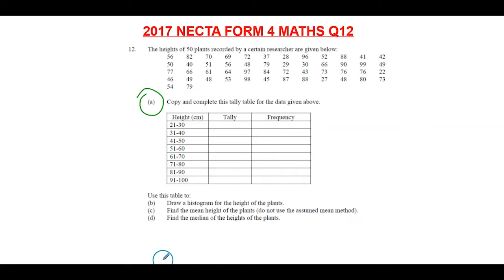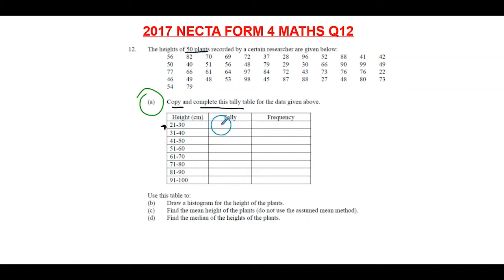And the question is a statistics question. You are given some data here, and question A is asking you to copy and complete this tally table for the data given. Okay, so I will be fast forwarding at some point. You are given the class sizes here of height of plants, and there are 50 plants.